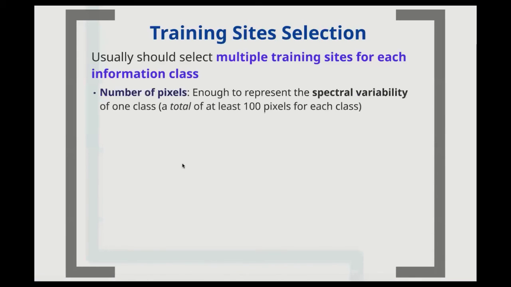So usually for training site selection, you need multiple sites for each information class. For each information class, for example, for water, we want multiple, because multiple would help you ensure that, well, you cover all the different variabilities of the spectral patterns. So regarding the number of pixels, by convention, you need at least 100 pixels for each class.